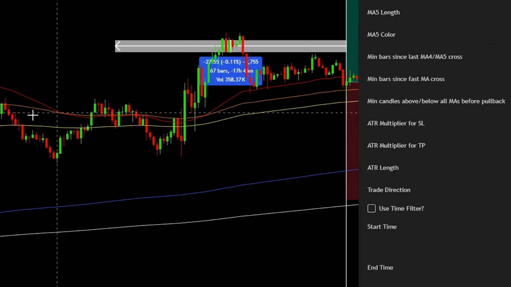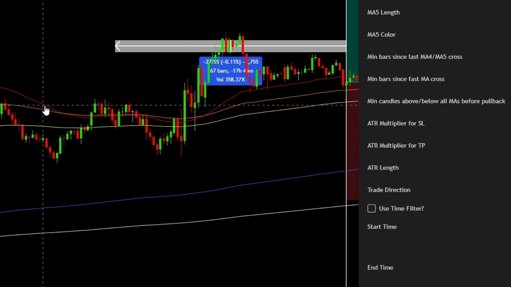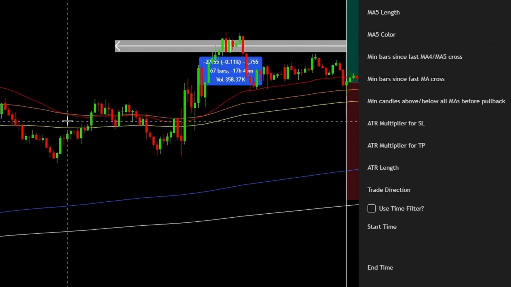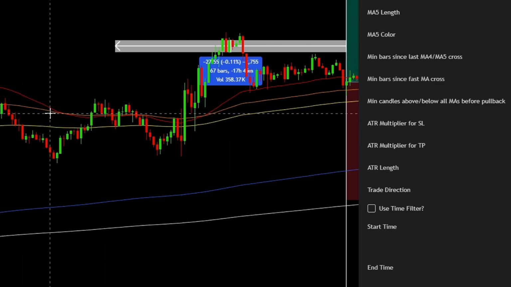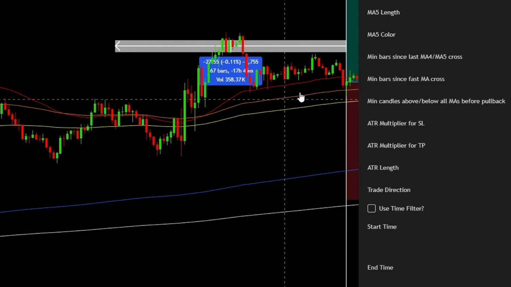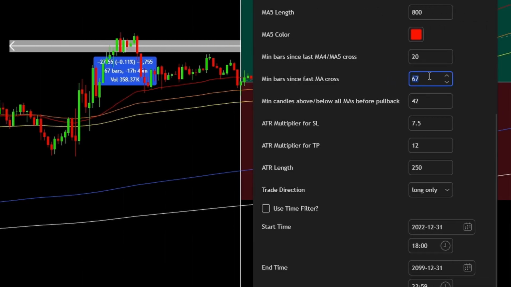Now I could have made a limiter that includes these two fast moving average crosses too, like this one. But I see that these two lines frequently cross each other. What I think matters more is that both of these lines stay above this yellow line. So this is now set at a minimum of 67 candles. I just measured it out. This is 67 candles right here. And in these 67 candles, both of the fast moving EMAs stayed above the slower moving EMA.